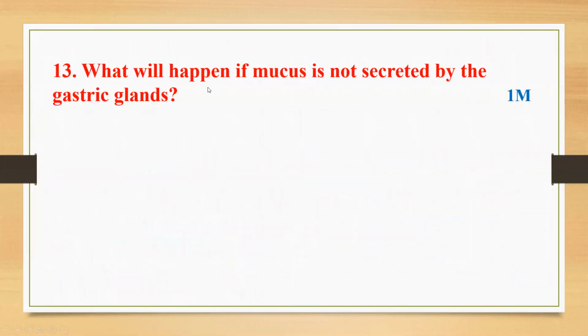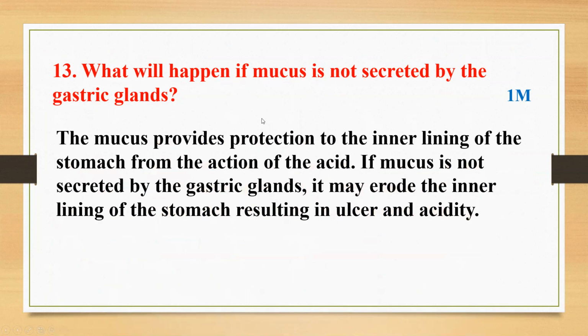13th one. What will happen if mucus is not secreted by gastric glands? Yes, in our stomach, there will be a secretion of HCl, no? HCl, right? Hydrochloric acid, and even some other enzymes also. Which are those enzymes? Pepsin also, and one of the mucus also used to secrete by the walls of the stomach. We will see what will happen if mucus is not secreted.